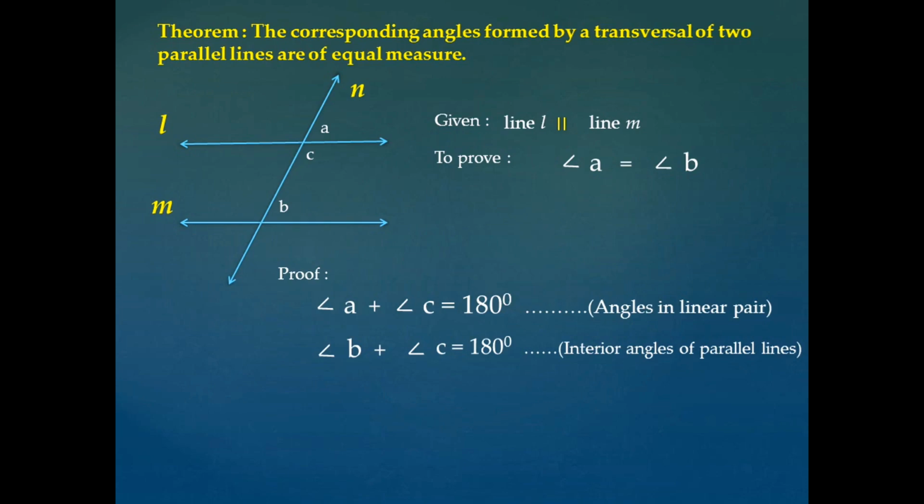If we consider these two equations, we can observe right hand sides are equal, so the left hand sides must be. So angle A plus angle C is equal to angle B plus angle C. On both the sides, angle C will get cancelled, so as to get angle A is equal to angle B. Hence the proof of corresponding angles theorem.